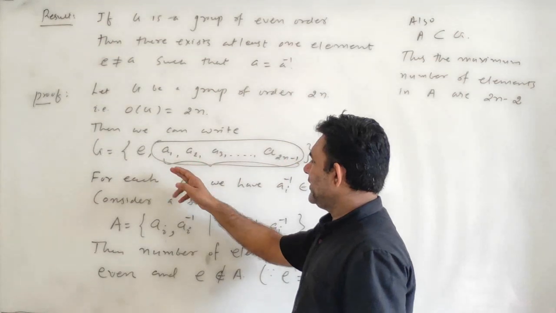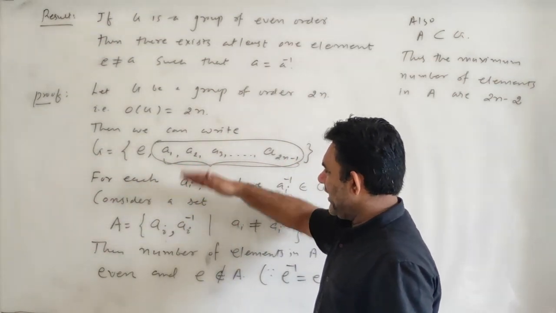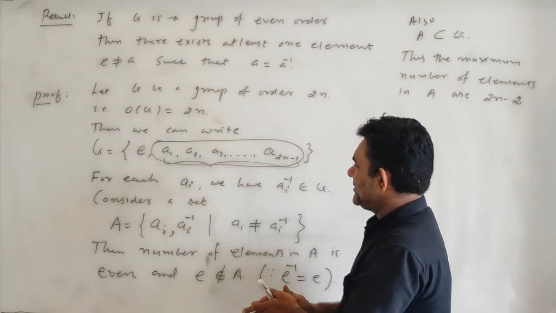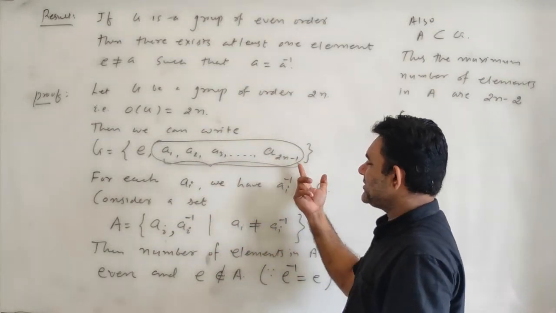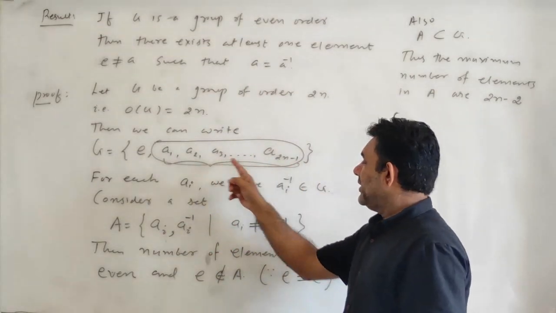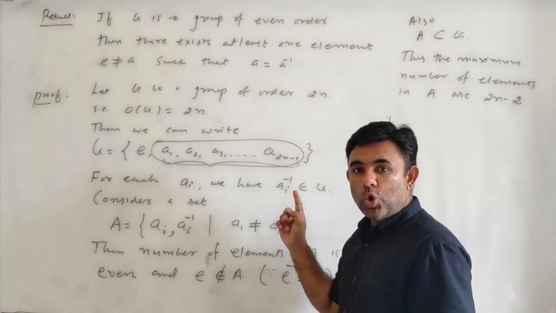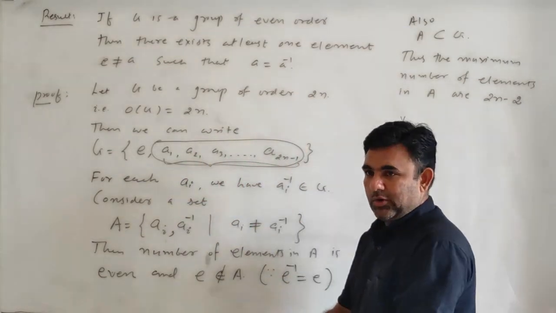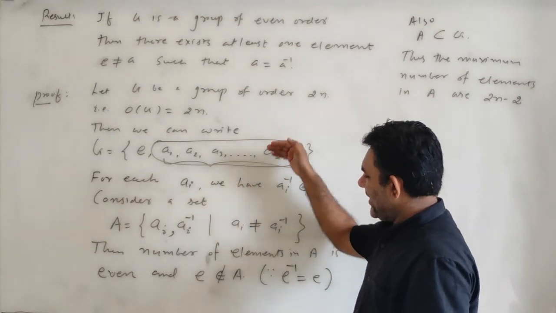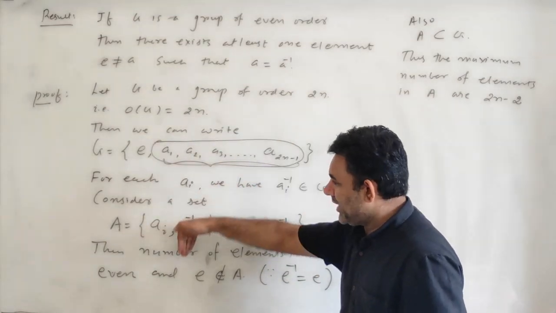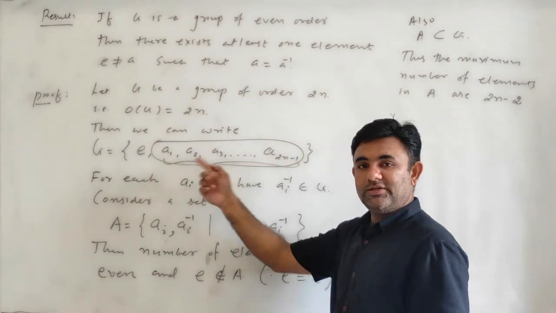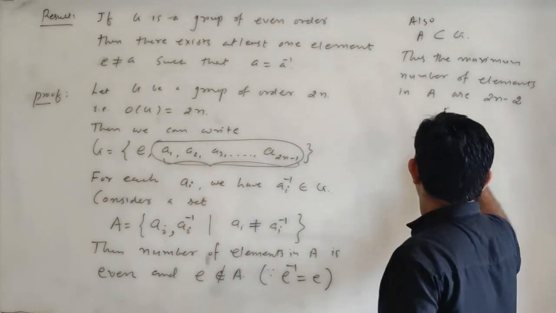2n minus 2. Here we have 2n minus 1 elements, which is odd in number, and suppose A contains the maximum number of elements, I have to put only an even number of elements in it. So the maximum number of elements which can be allowed in A is one less than that, so 2n minus 2.